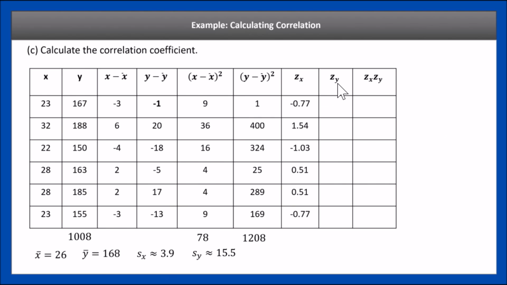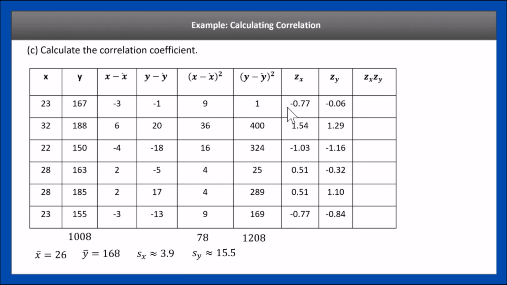Now we're going to calculate the z-score for y, so zy. We have to take the fourth column, which is y minus y bar, divided by sy. So -1 divided by 15.5. We do that here, and we get -0.06. For this number here, we have to take 20 divided by 15.5, which is 1.29, and we repeat that.